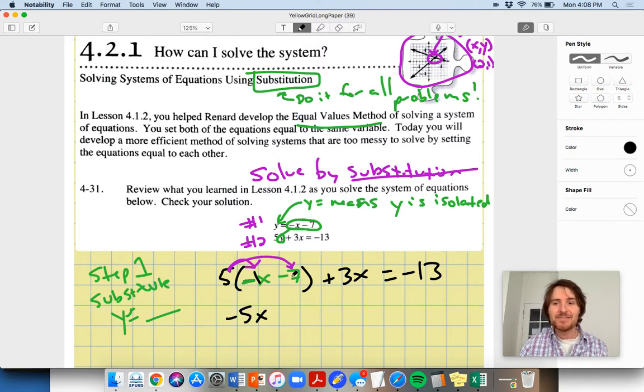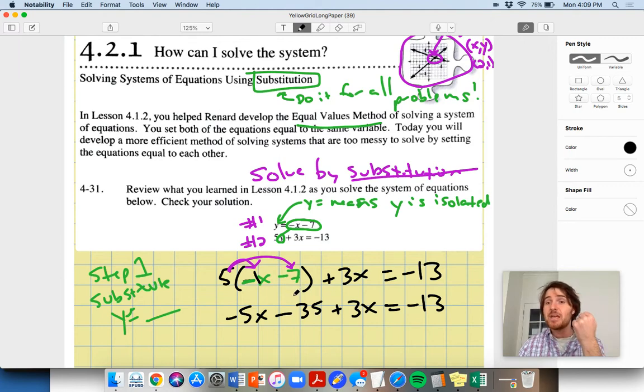5 times negative 7: a negative times a positive is a negative number, so I know this product is going to be negative. 5 times 7 is 35, so we have negative 35 here. Then add 3x to it, equal to negative 13. Step 1 was to distribute.